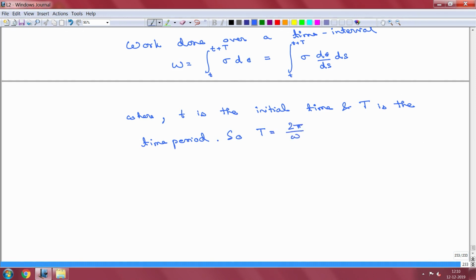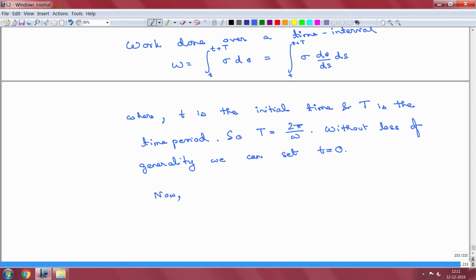Omega is the frequency of the input, and because I am interested in integrating this over a cycle, without loss of generality, we can set the small t to 0.